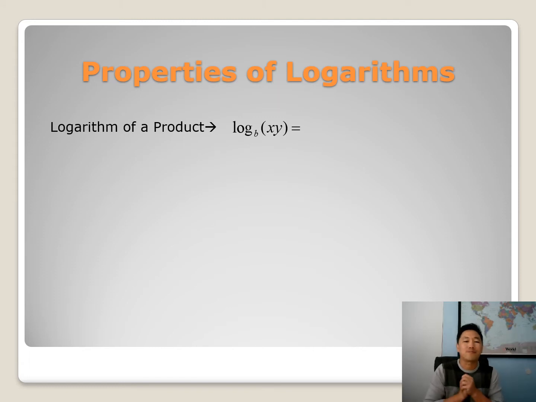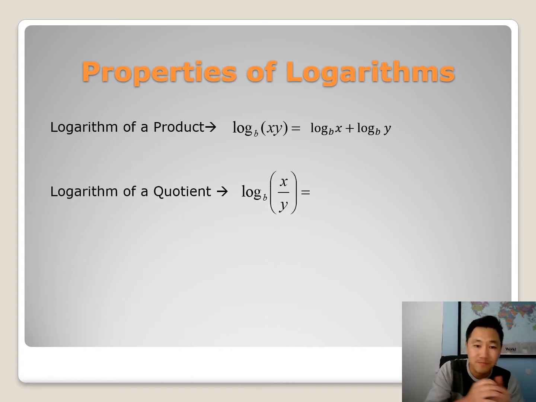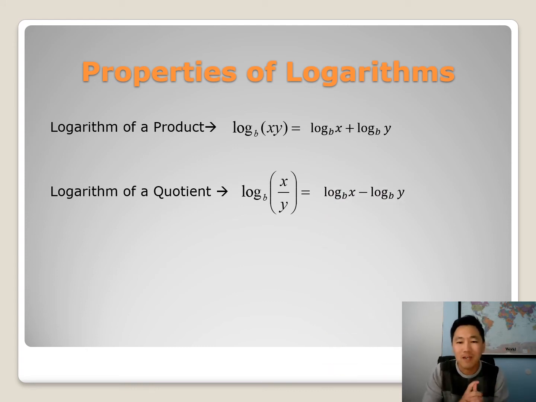All right, so this one is called a logarithm of a product. If you have log base b of x times y, you can split up the x and the y so that it's log base b of x plus log base b of y. So if you want to split up the x and the y, it becomes a plus. Logarithm of a quotient. What do you think happens when you have log base b of x divided by y? They become log base b of x minus log base b of y. So the division turns into a minus.